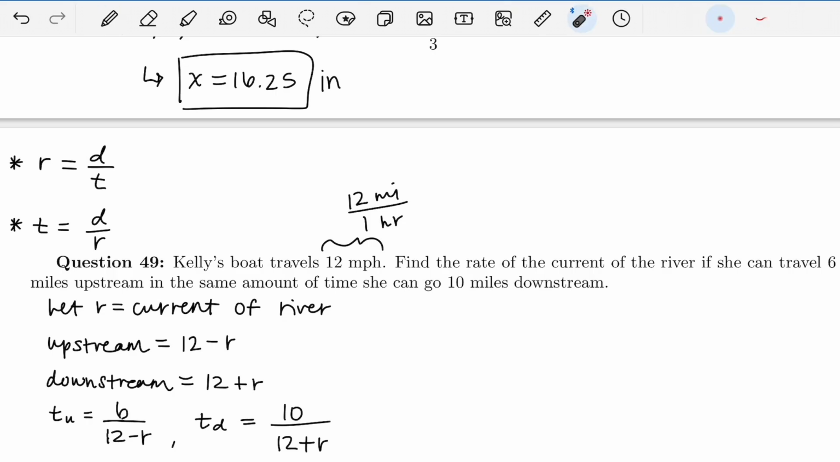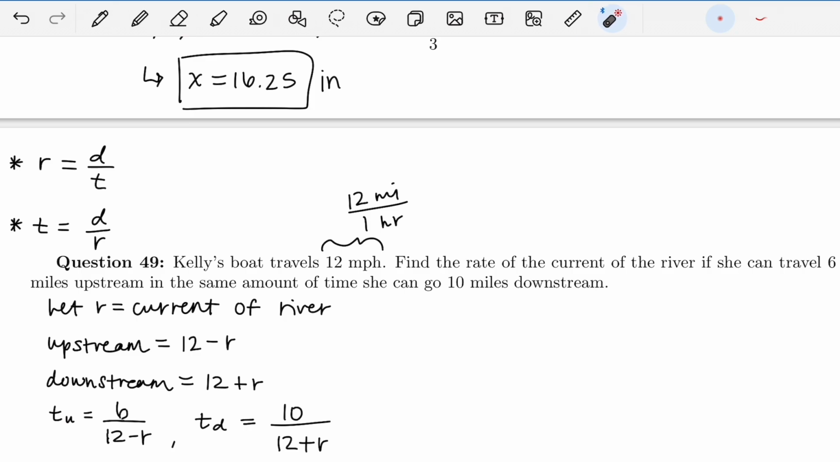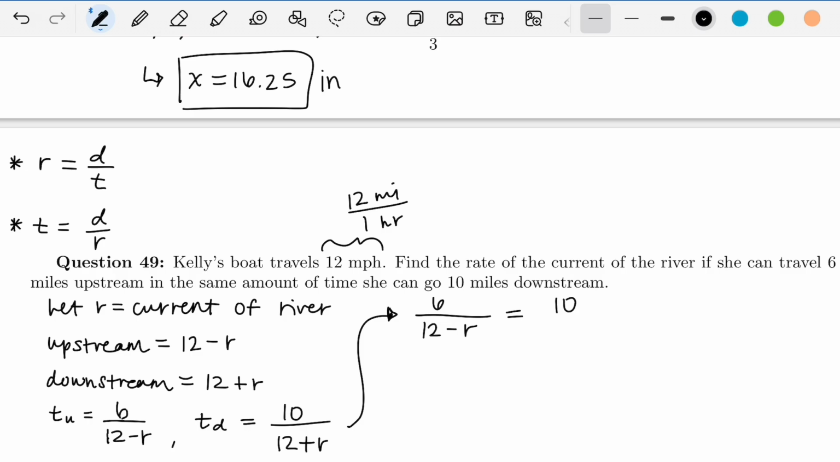All right, so we have the time it'll take to move upstream and the time that it'll take to move downstream. And if we go back to this question here, it says that we can travel 6 miles upstream in the same amount of time that we can go 10 miles downstream. That means this TU and this TD here are actually going to be equal to each other. So we can set this guy equal to this guy. So we'll have 6 over 12 minus R is going to be equal to 10 over 12 plus R.